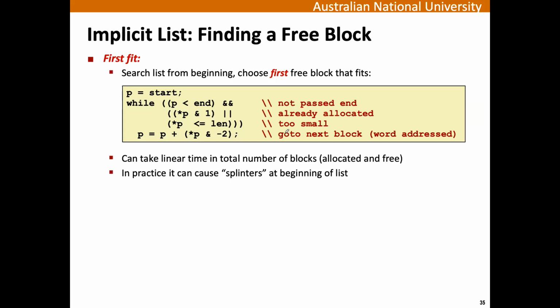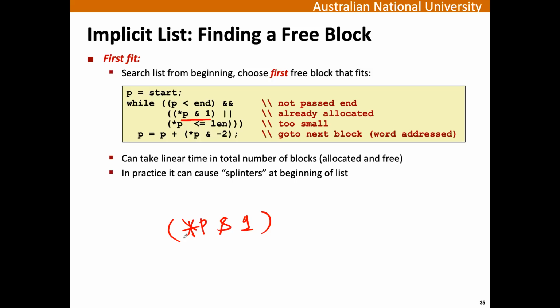So here's code that searches the list from the beginning and chooses the first free block that fits. P is the pointer to the start. While P is less than end, so what are we doing here? Dereferencing the pointer and 1. If this is true or this is true, keep searching. Okay, now what are we doing here? This is a condition that we're evaluating. This is a bitwise AND operation.